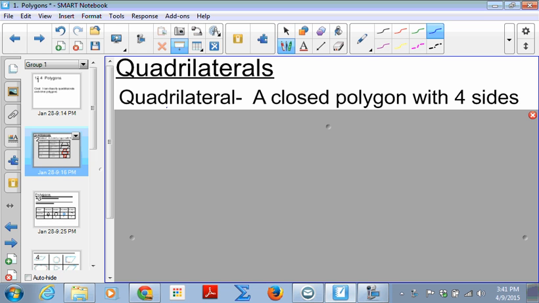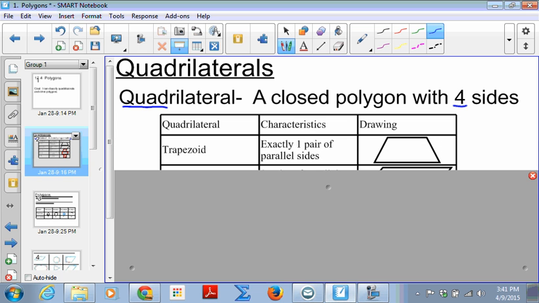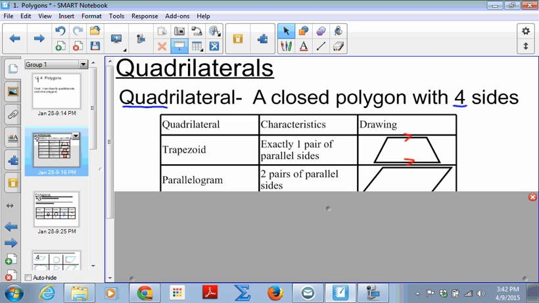We should know that. Okay, the prefix quad means 4. So quadrilateral, 4 sides. And of those quadrilaterals, they have some distinct characteristics. We have a trapezoid. A trapezoid has exactly 1 pair of parallel sides. And the parallel sign you're going to see a lot is just an arrow that is written or drawn on those parallel sides. So those two are parallel.